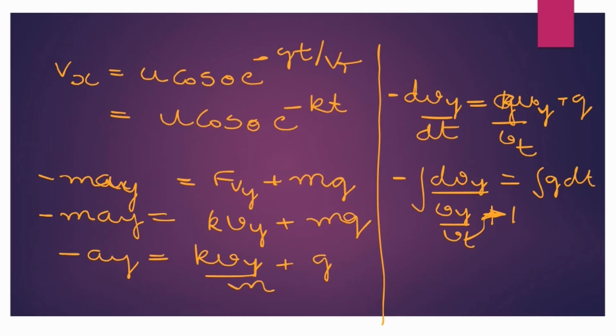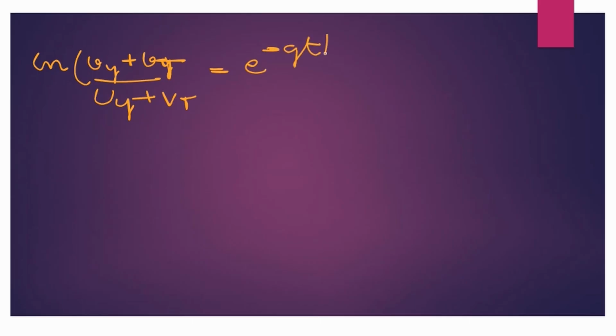Now if I solve this particular equation with the limits, let's say initially the component is uy and finally it's vy. If you substitute that, you get ln of (vy plus vt) by (uy plus vt) is equal to e power minus gt by vt.